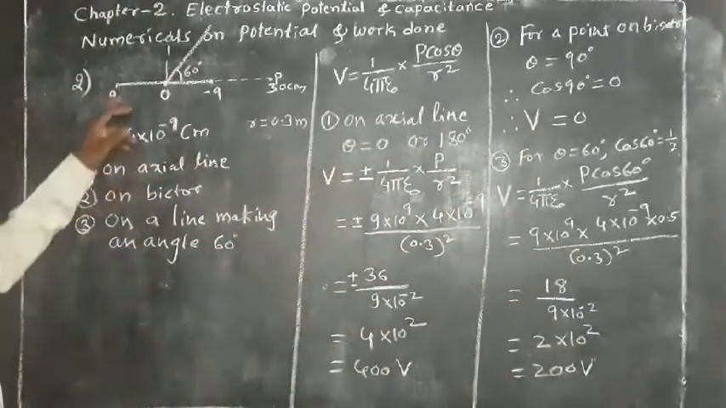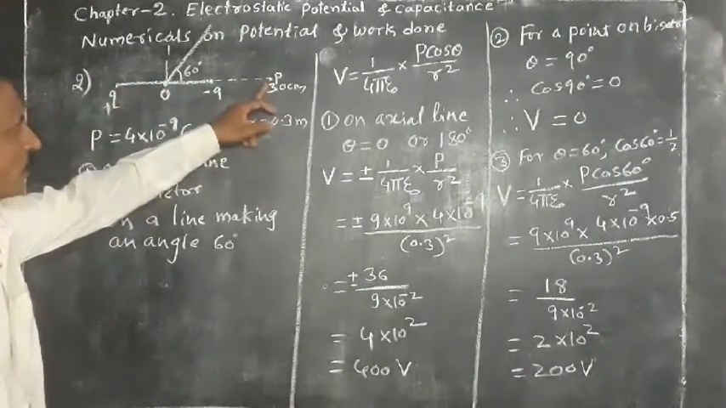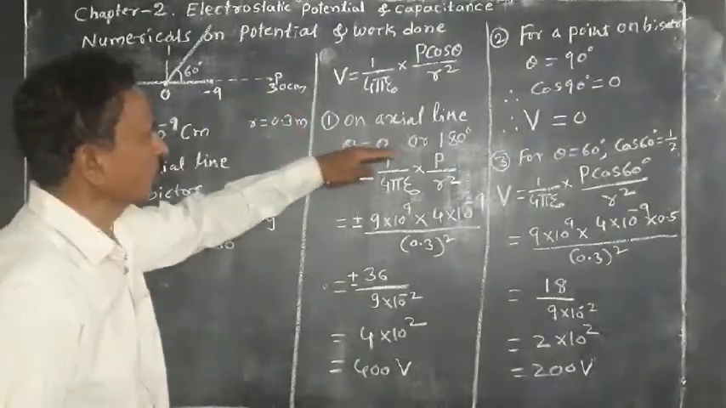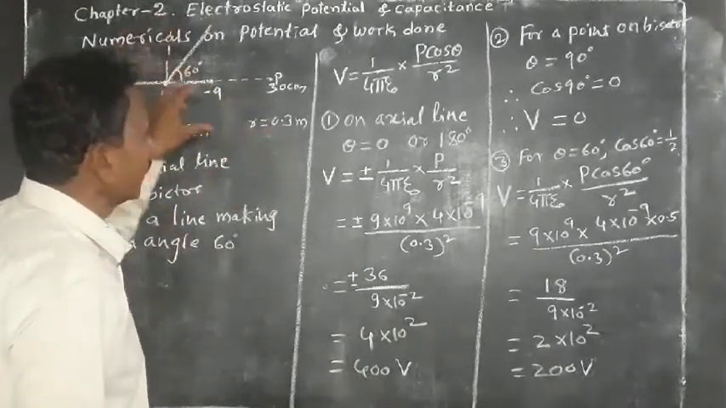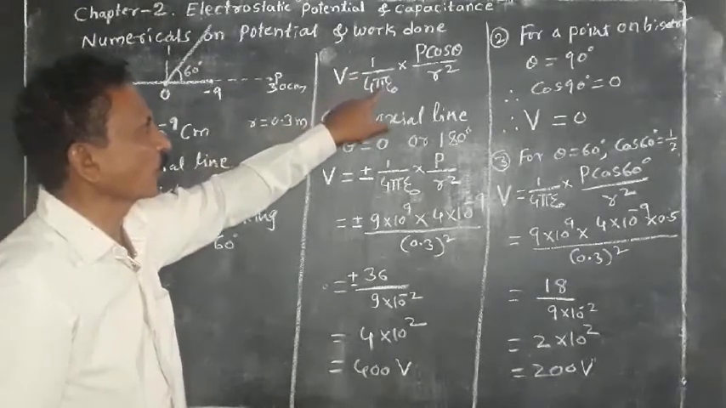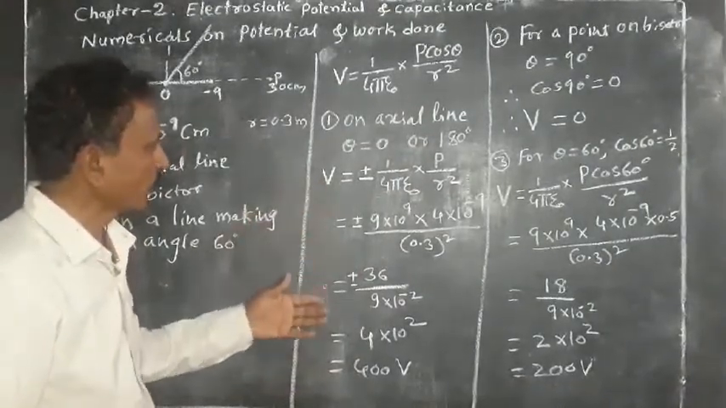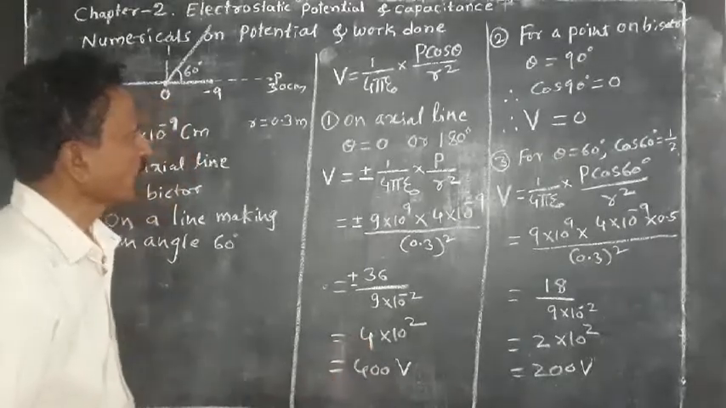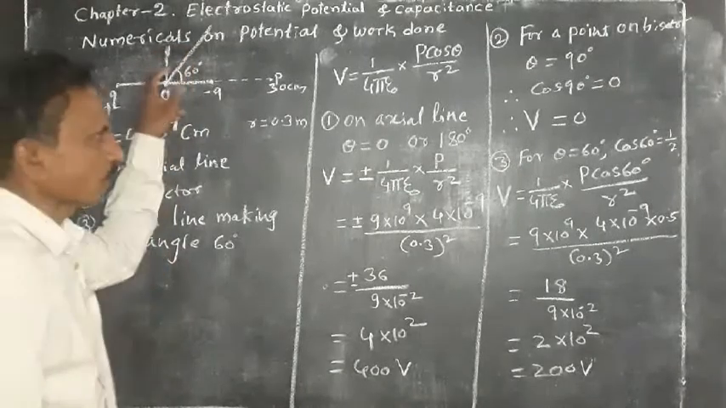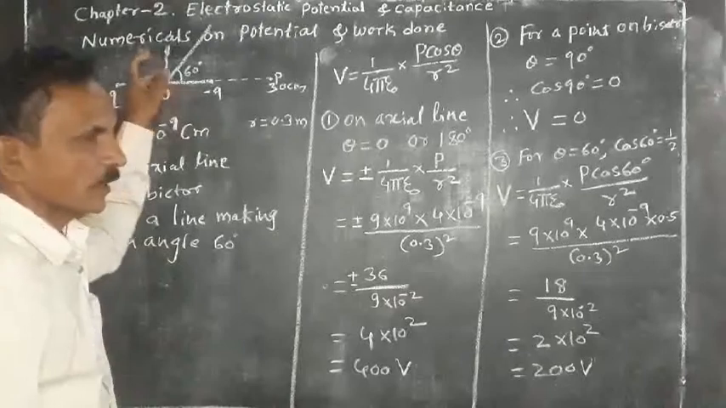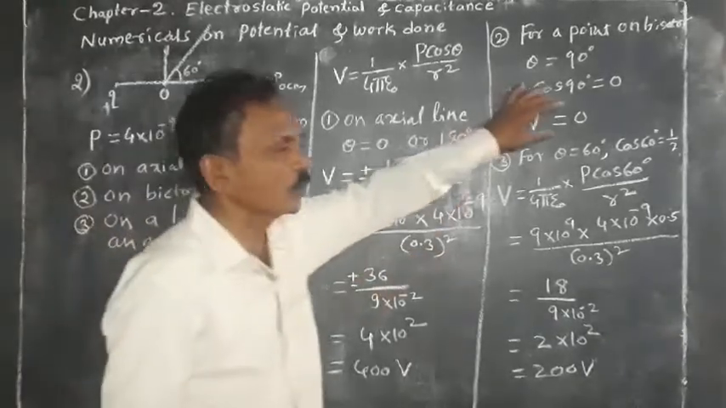Hence, the potential at any point on the axial line, for which theta equal to 0 or 180 degree, and the potential due to a dipole at any general point is given by phi equal to 1 upon 4 pi epsilon naught into P cos theta upon r square, and it is equal to plus or minus 400 volt. And for a point on the bisector, theta equal to 90, hence cos 90 equal to 0, hence the potential at any point on the bisector or equatorial line due to a dipole is always equal to 0.